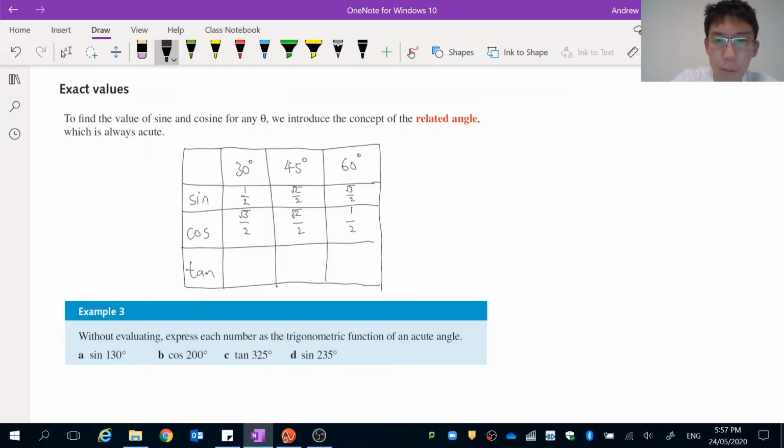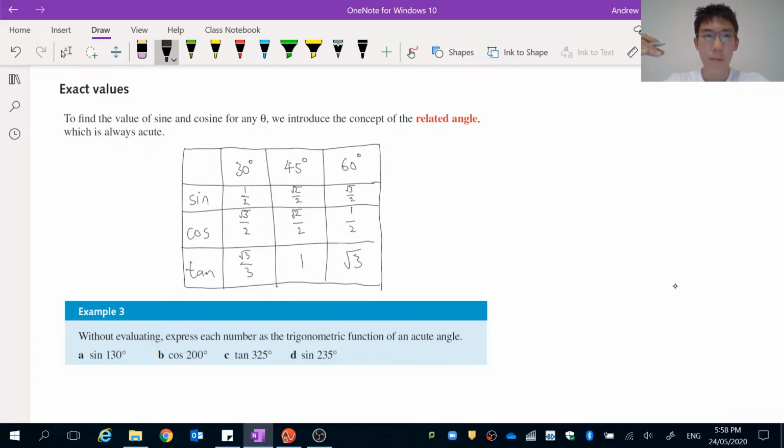Let's do tan. Remember, tan is sine divided by cos. So if you forget, you can always just take your sine value and divide it by your cos value. Or you can remember it this way: tan goes from smallest to biggest. So root 3 on 3 is smallest, then 1, and then root 3 is the largest of those three values, because root 3 is approximately 1.7. So that's a quick way you can construct your exact value table.